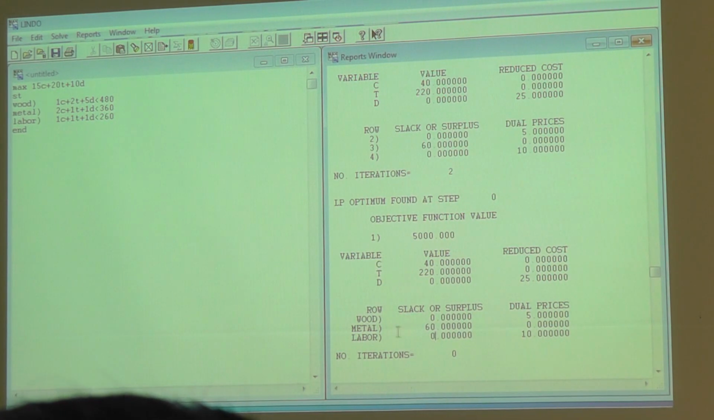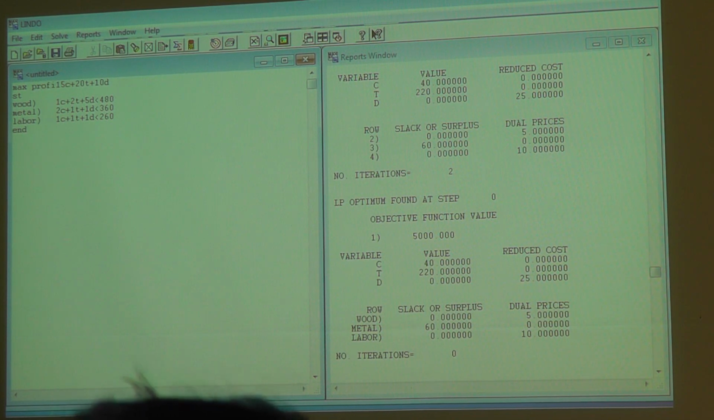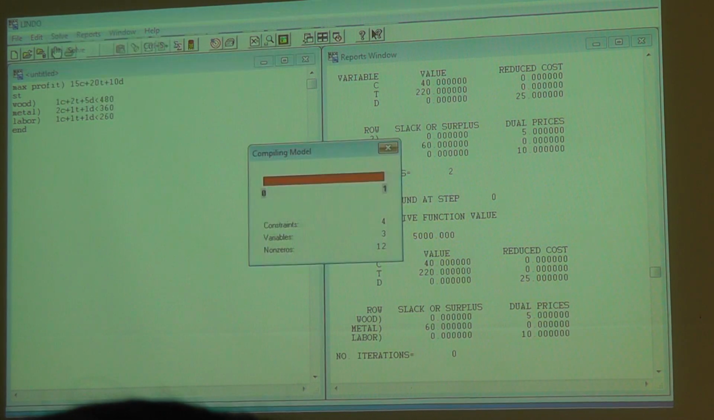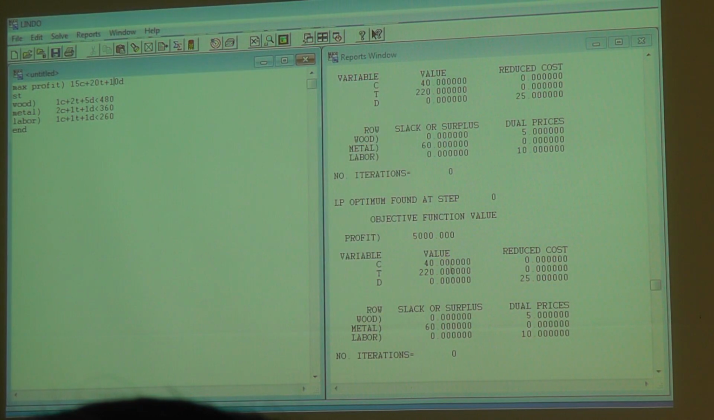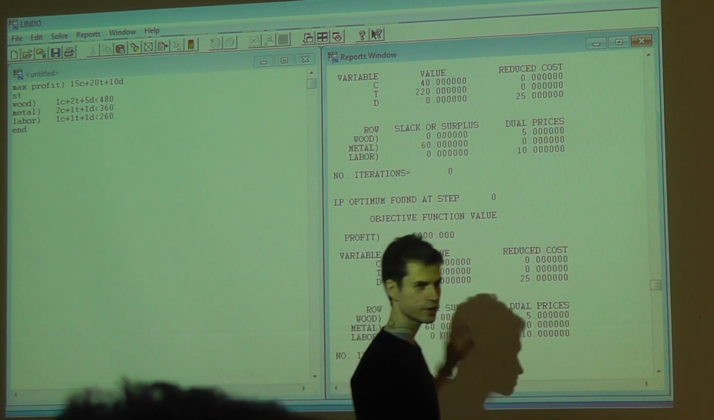It tells you what is the objective function. By the way, it might be a good idea also to give a name to the objective function if you want the output to be more readable. So we want to maximize profit. So write maximize profit, which is this thing. It will make the output even more readable. So the profit is 5,000. Okay, so now we have the solution to the primal problem.